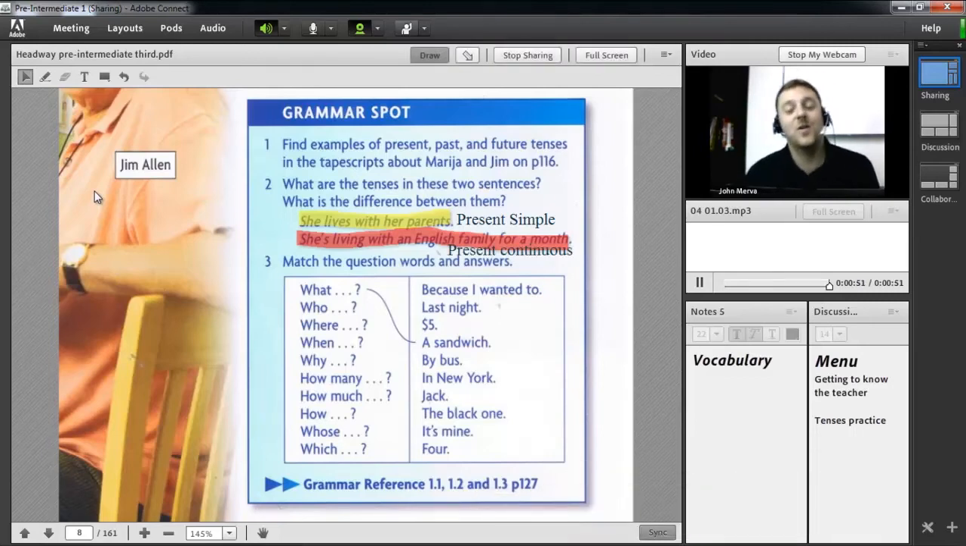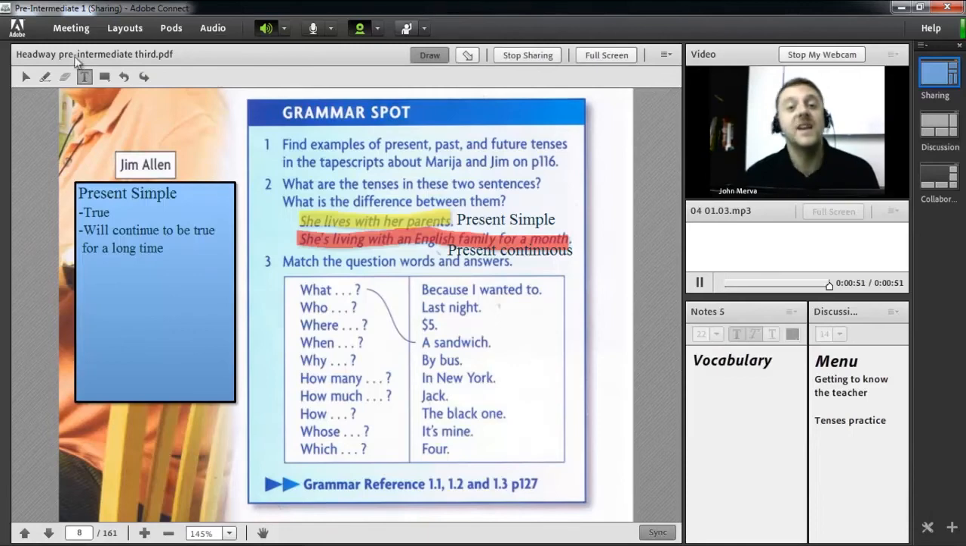These are of course tenses that we've studied before in elementary 3 and 4 and all the way through our English learning, but let's just make sure we're very happy with when we use them. The present simple tense, as you know, is a tense that we use when something is true and will continue to be true for a long time. We know that she lives with her parents is something that is true, and it's likely that she will live with her parents for quite some time to come. So the present simple we use for things that are true and things that will be true for a long time to come.